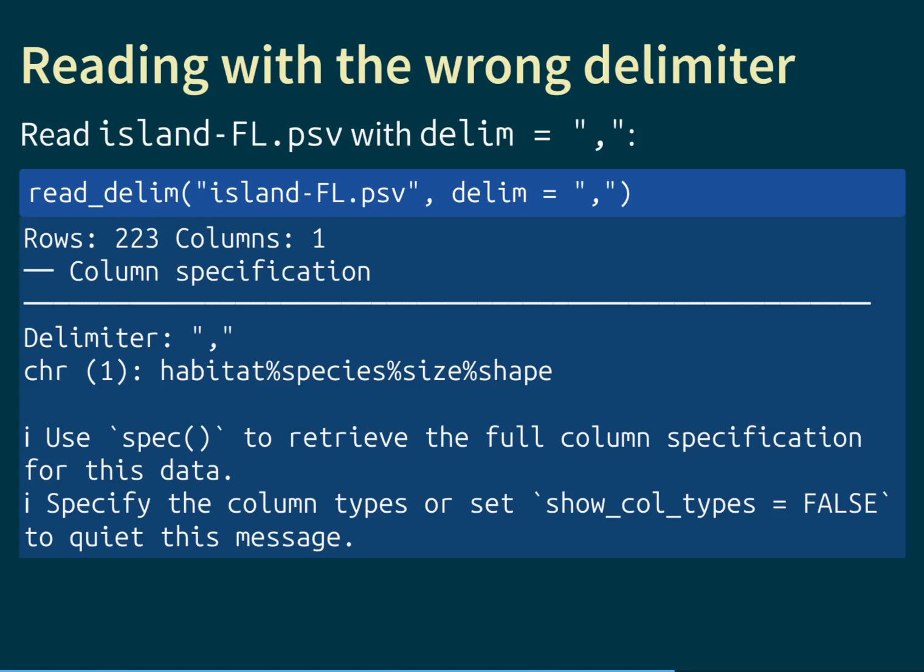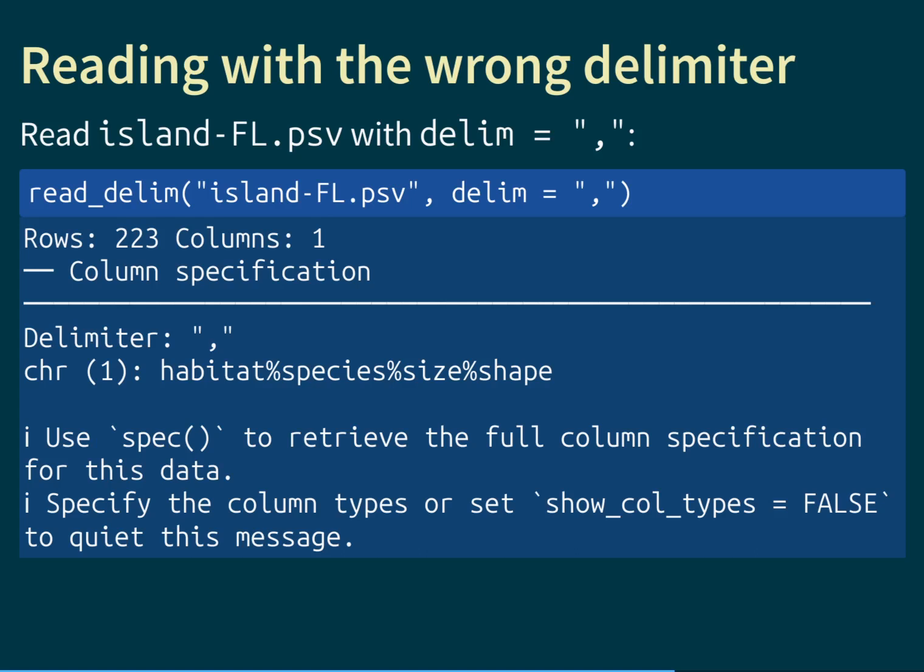Why is that? Well, if you think about it, the reason is simple. It's because the system is looking for a comma in every single line to see where one column ends and another begins, but since there are no commas anywhere in any of the lines, the system just concludes that that must mean there's only one single column in this data set. So that is why. And then this column is read in a very weird way. The name of it is habitat percent species percent size percent shape, because the system doesn't know any better.